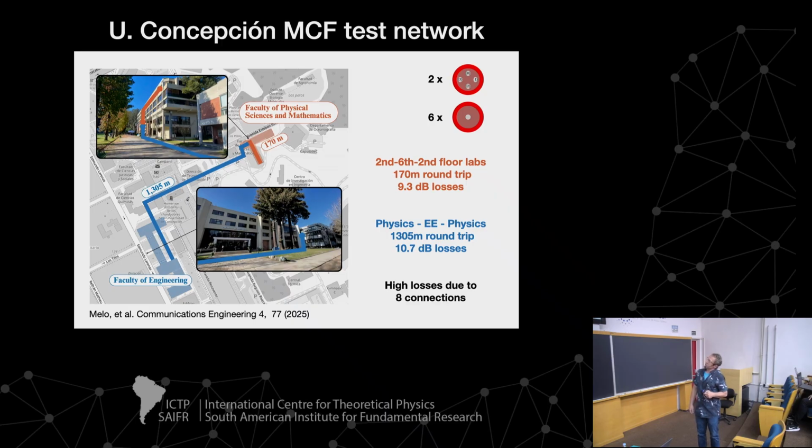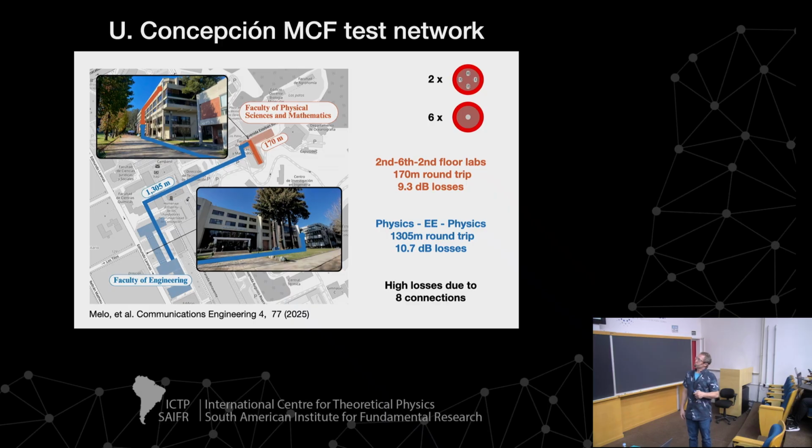And we also have a fiber section that goes from the 2nd floor of the physics building to the 6th floor and back. So the idea here is we have kind of a test bed for quantum network kind of things in this multi-core fiber. The reason it goes to the engineering building is because our collaborators in the electrical engineering department also use this fiber for their studies in terms of telecommunications purposes in multi-core fiber.